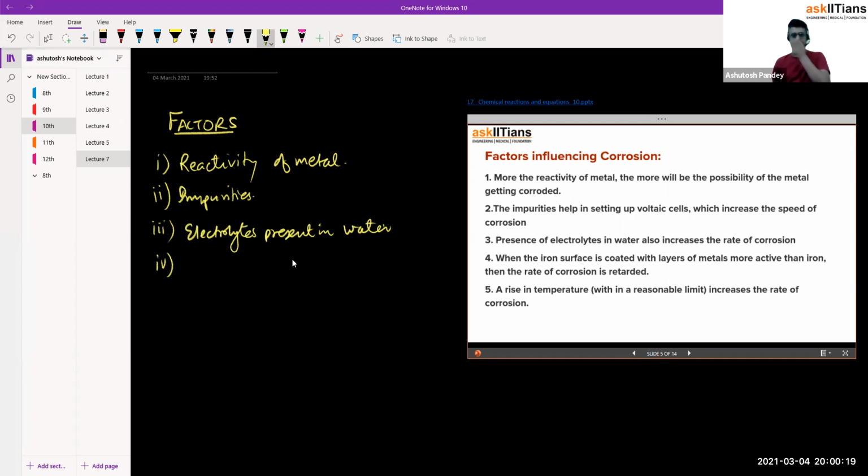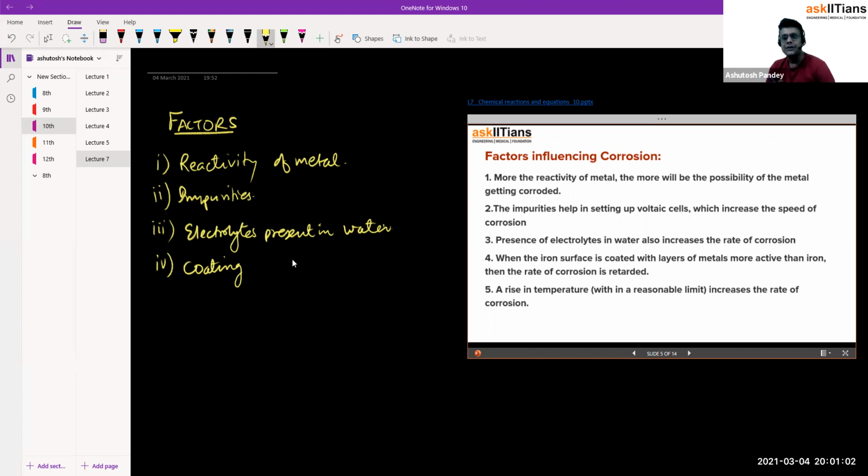Fourth, when the iron surface is coated with layers of metals more active than iron, then the rate of corrosion is retarded. If we put a coat of any metal or paint on iron, then the surface which comes in contact with air will no longer be iron. So the rate of corrosion gets increased or decreased based on the type of metal we are using as a coating.